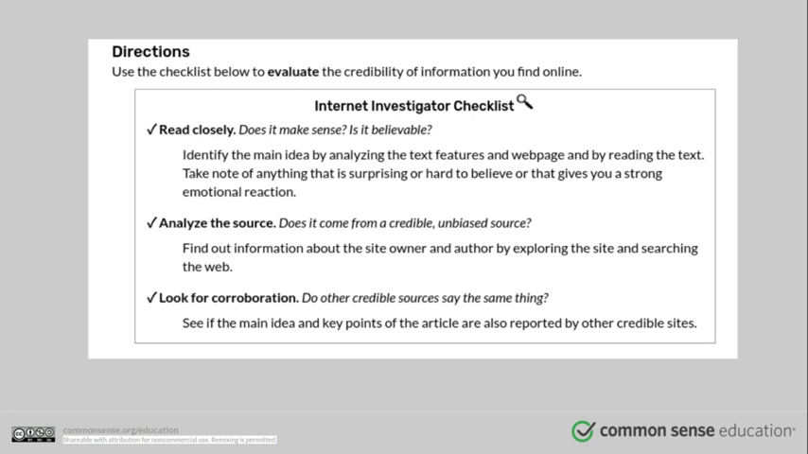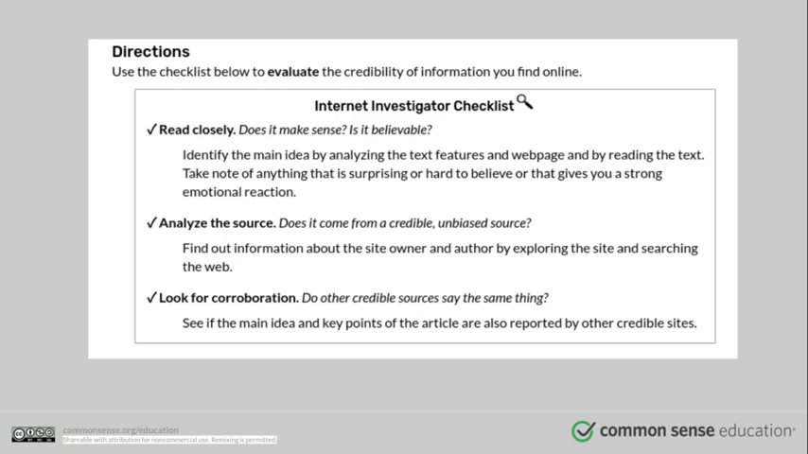Search the site by clicking on the links that give you the about information and the owner of the site, and then cross-reference it by doing a Google search. And the third step is look for corroboration. Do other credible sources say the same thing? See if the main idea and key points of the article are also reported by other credible sites.